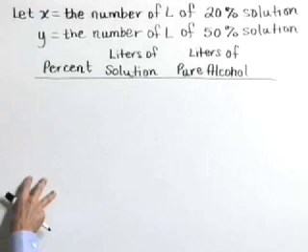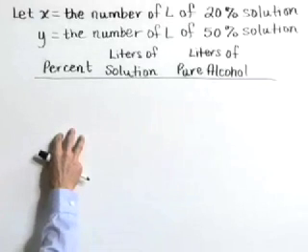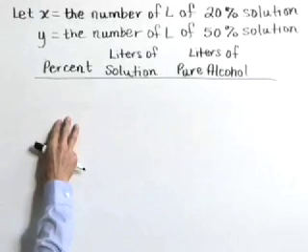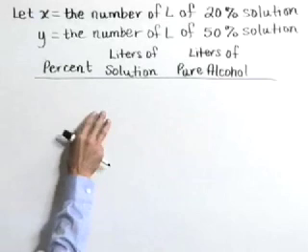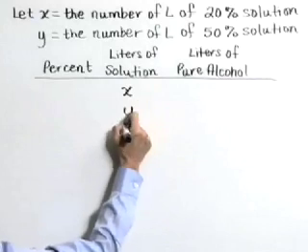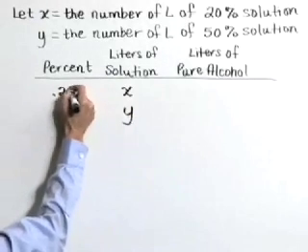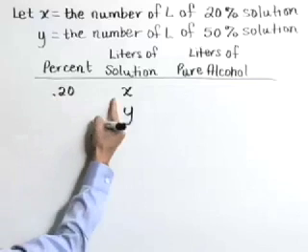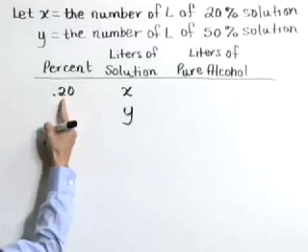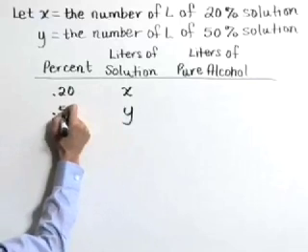In order to write a system of equations here to solve for x and y, I'm going to need to organize my information in a table first. So let's complete this table. We've defined x and y as our amount of liters of solution, so let's put those values in. X is the amount of 20% solution, so let's put its corresponding percentage value written in decimal form. Y is the amount of 50% solution.